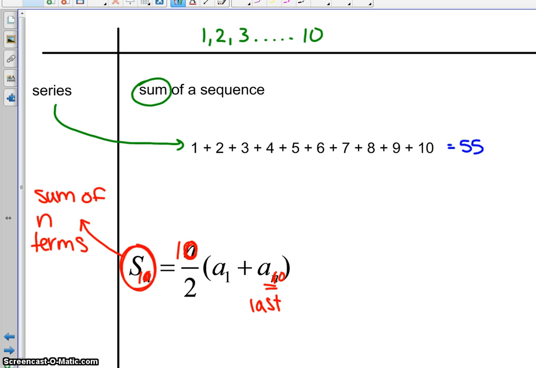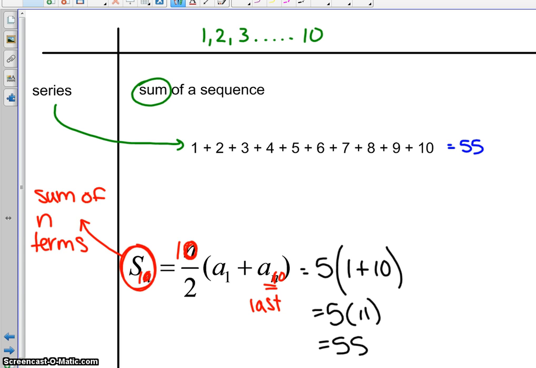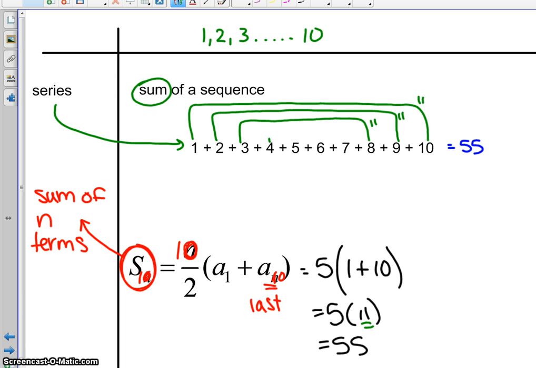Now, what I'm going to do is plug the numbers into the formula and show you how it comes about here. So what I have here is 5, because I've already plugged in my 10, my first term, plus my last term, my 10th term. And there's your 55. Now, where it comes from. If I took that first and last term, add them together, I get 11. Well, look what happens when I take the second and second to last term, third and third to last term.